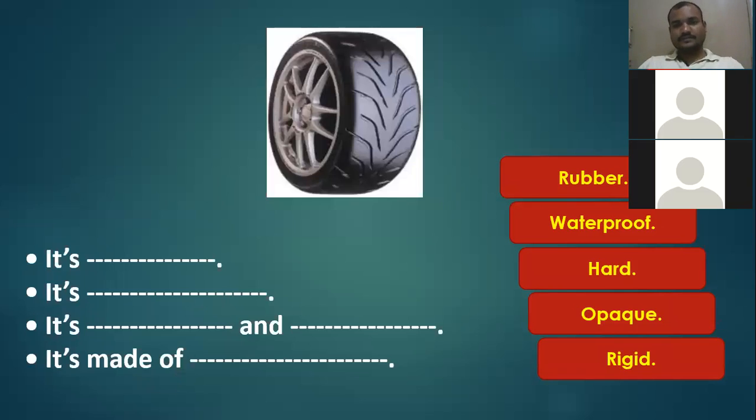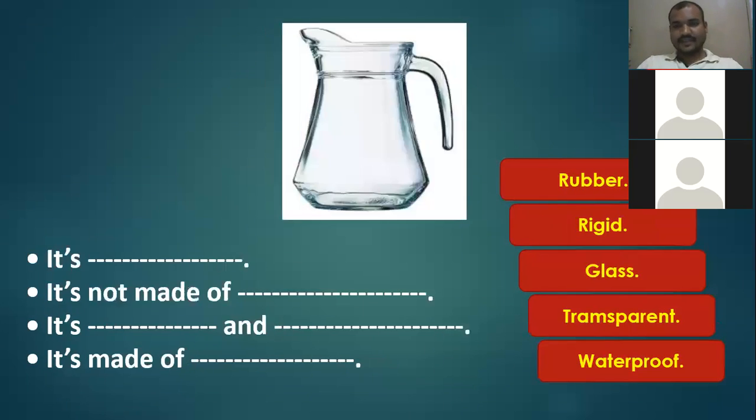So the next one. It's rigid. It's waterproof. It's made of rubber. So it's rigid, it's waterproof, it's hard and opaque, it's made of rubber. Right? Next.